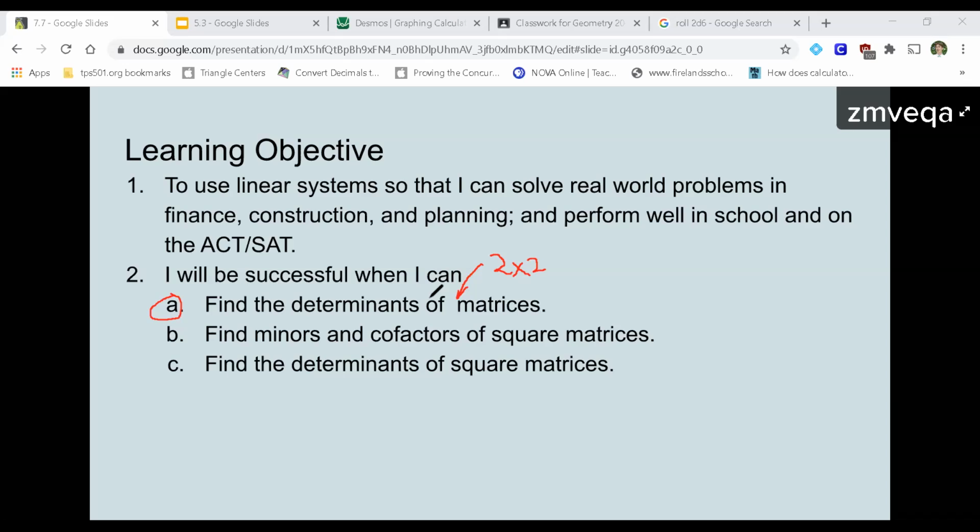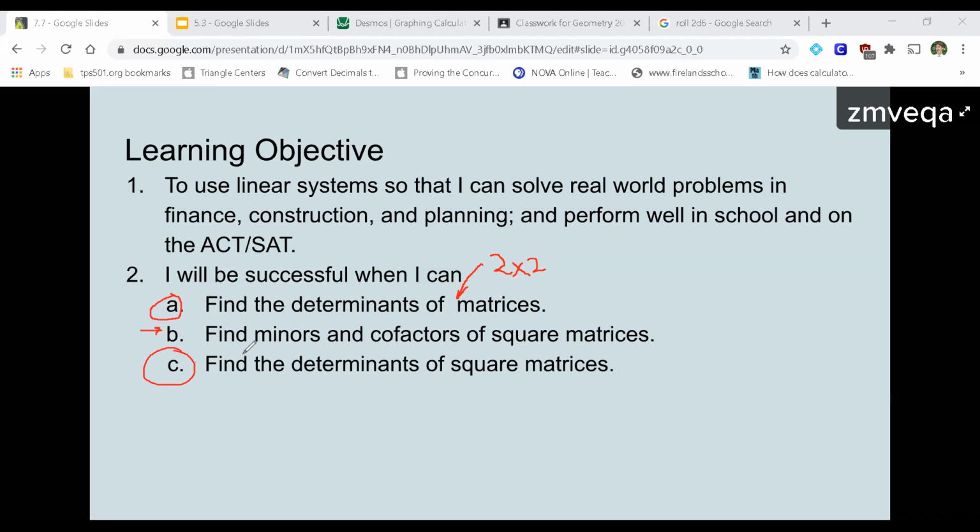You're going to be like, Mr. Lake, that's great. I love it. We're going to do this step, but really the only reason we find minors and cofactors of square matrices is to find the determinants of square matrices. So if you leave today being able to do C, you know how to do B. So once we know how to do 2x2s, we're then going to expand it to figure out how to do a 3x3 or a 4x4 or a 5x5.